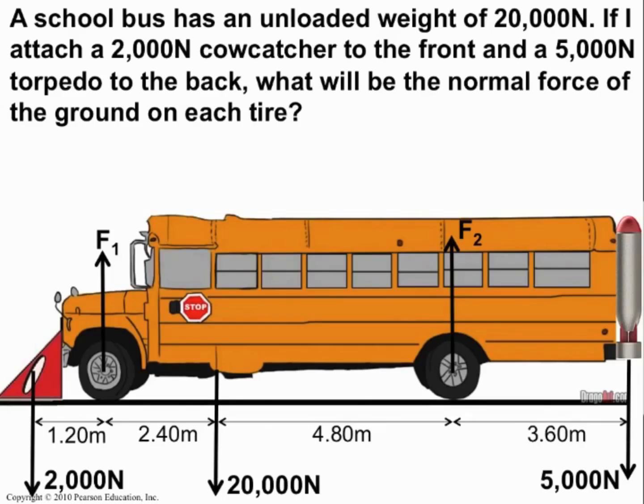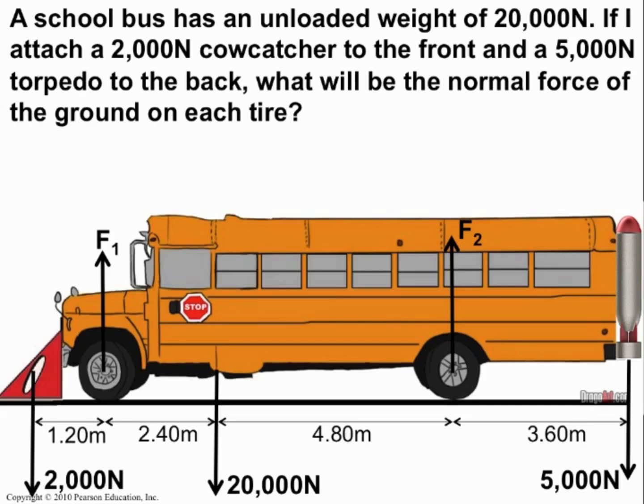Okay, now this is a slightly harder example. It's good practice for torques. A school bus has an unloaded weight of 20,000 newtons. All that means is when there are no people on the bus and no cargo and no weapons and all that stuff, the unloaded weight is 20,000 newtons. If I attach a 2,000 newton cow catcher to the front and a 5,000 newton torpedo to the back, what will be the normal force of the ground on each tire?